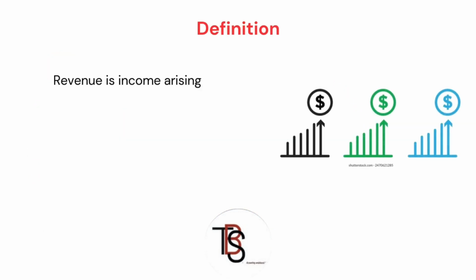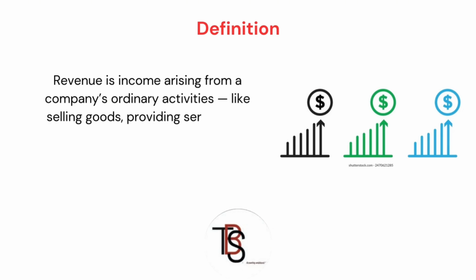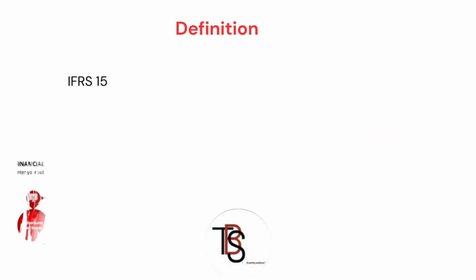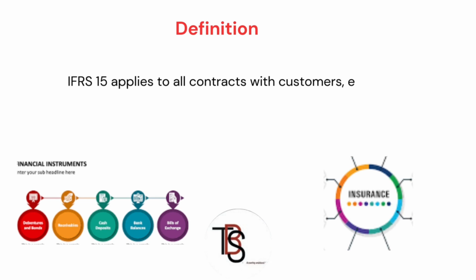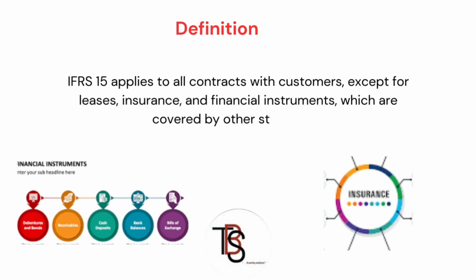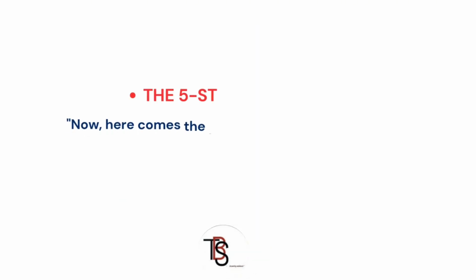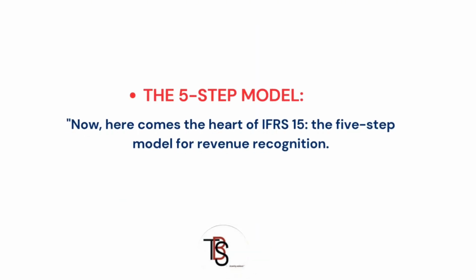First, let's define it. Revenue is income arising from a company's ordinary activities, like selling goods, providing services, or granting the right to use assets such as royalties. IFRS 15 applies to all contracts with customers, except for leases, insurance, and financial instruments, which are covered by other standards. The 5-step model. Now, here comes the heart of IFRS 15, the 5-step model for revenue recognition.